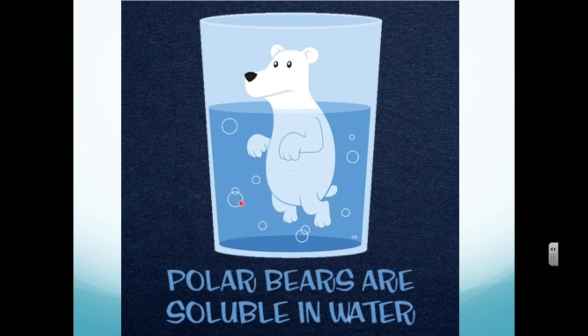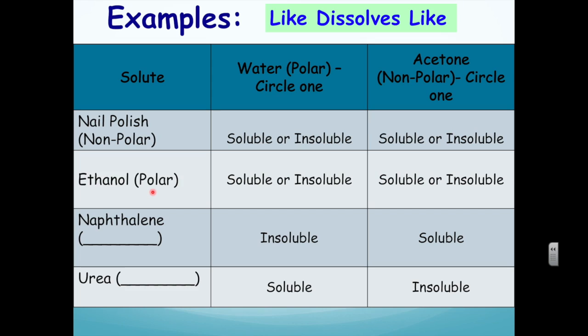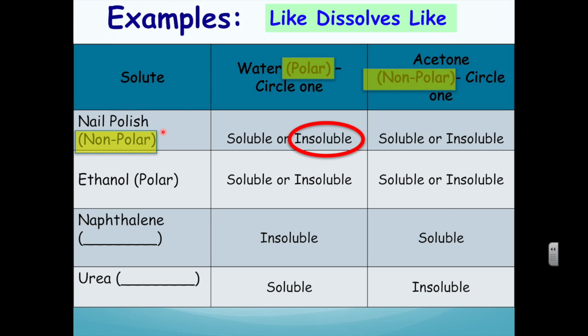So, all right. So if we remember like dissolves like, we're going to have a bunch of solutes here. And remember that water is polar, and then acetone is nonpolar. Just take my word for it. So if we think about nail polish right here, nail polish is nonpolar. Well, is it going to dissolve in water? It is going to be insoluble in water. That's a good thing because your nail polish would come off every time you wash your hands. That wouldn't be great. But it is soluble in acetone.